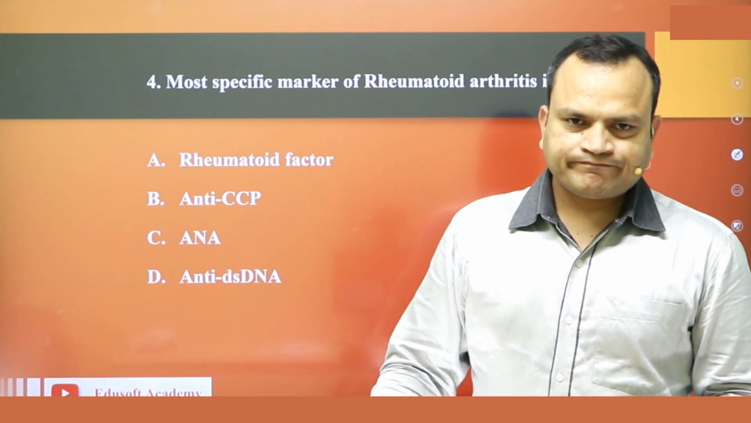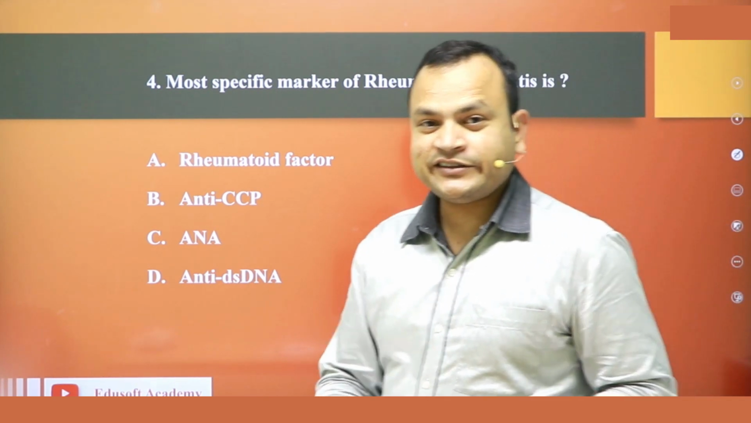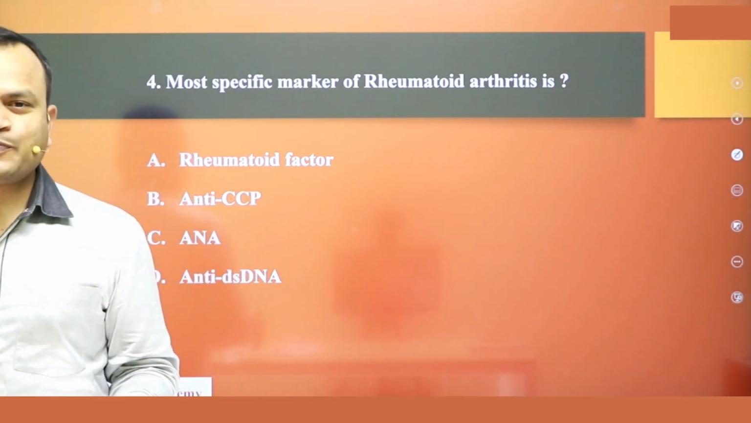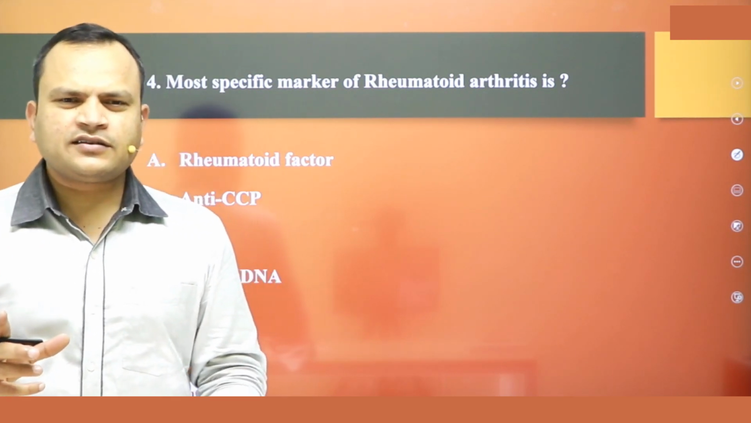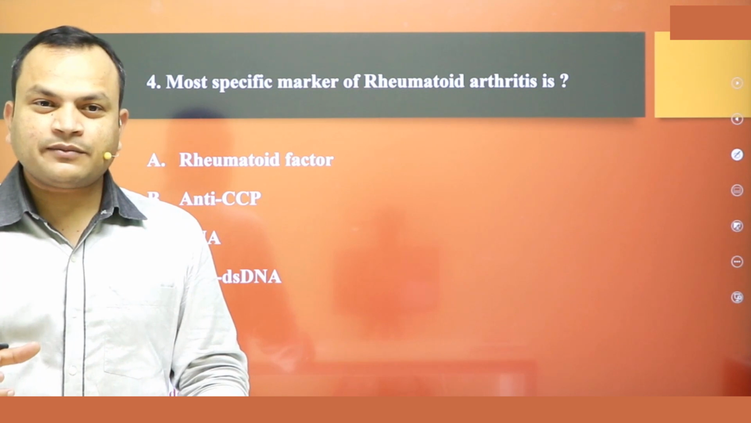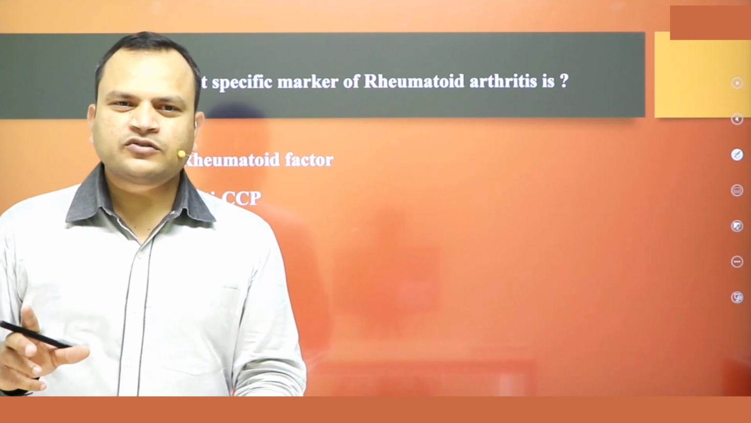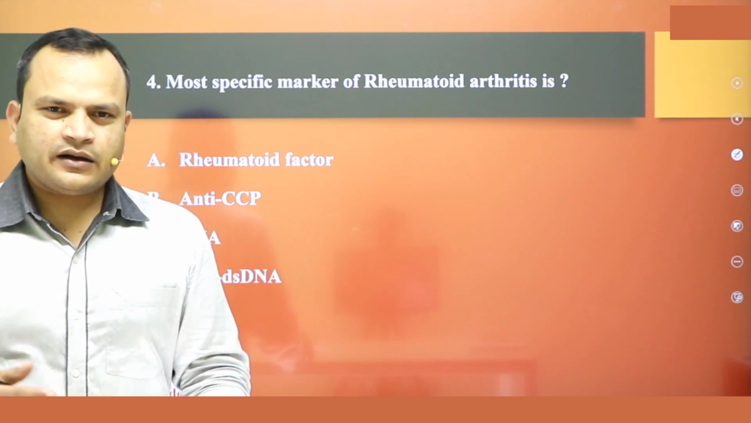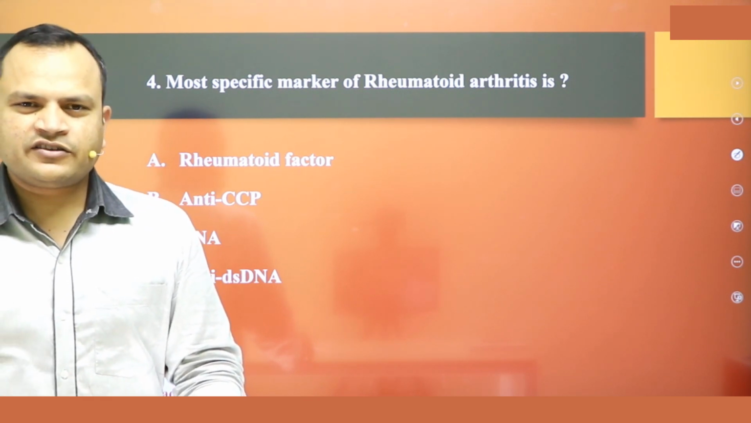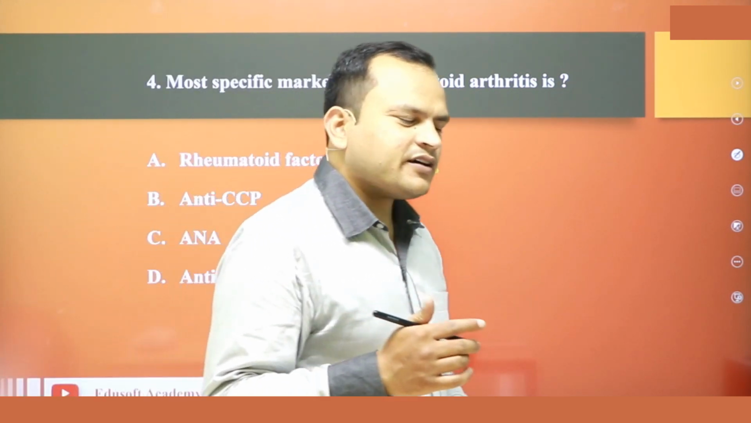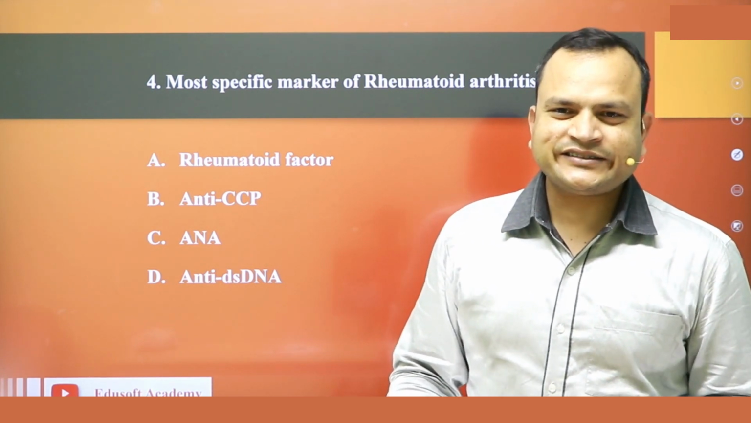Coming to the fourth question: the most specific marker of rheumatoid arthritis is. Most specific is not the most sensitive. A sensitive test easily picks up all the positive cases, but also picks up false positive cases. For a specific test, if the test gives a negative result, it is very sure that the test is negative.